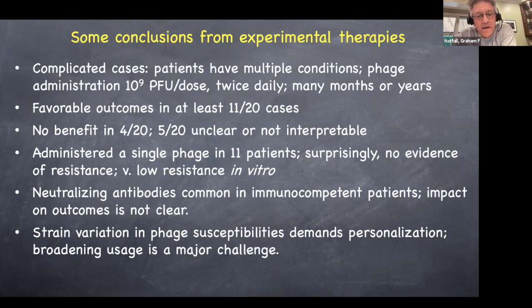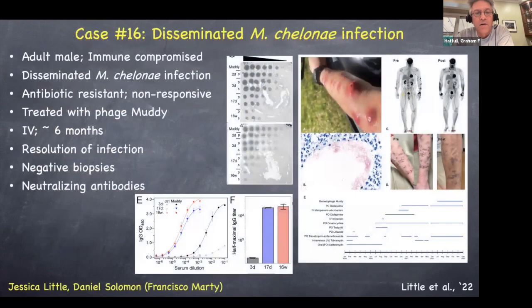We should not be surprised that patients that are immunocompetent generate neutralizing antibodies, probably starting sort of 2 weeks and onwards. In some cases, it appears that may be limiting for the efficacy of the phages therapeutically, but in others it isn't. And so the impact of the neutralization, at least for these patients, is not clear. And as I mentioned, there's great variation in phage susceptibilities from strain to strain. So these therapies have to be personalized, and going beyond personalization to broad usage is a major challenge for which there are no clear resolutions currently.